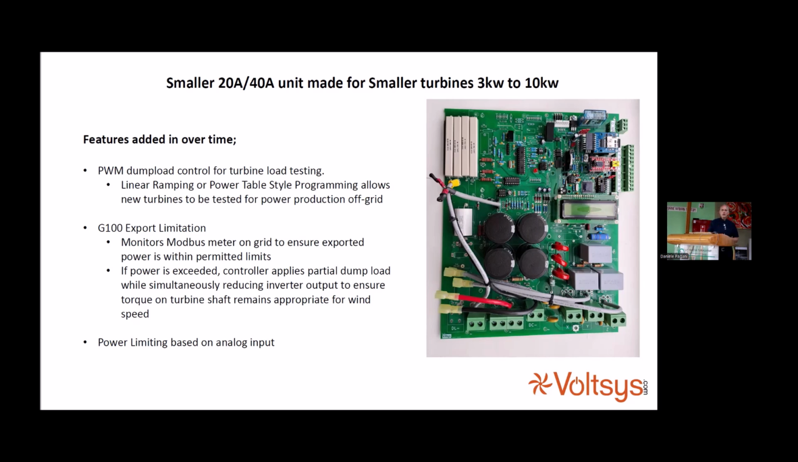So what we do is, if we have 3.6 kilowatts going to the grid as a maximum, and we're exporting 4 kilowatts, we take 400 watts off the inverter feed, but we add 400 watts onto the dump load. So we keep the turbine torque and power conversion, power level as it should be, as it's designed for.